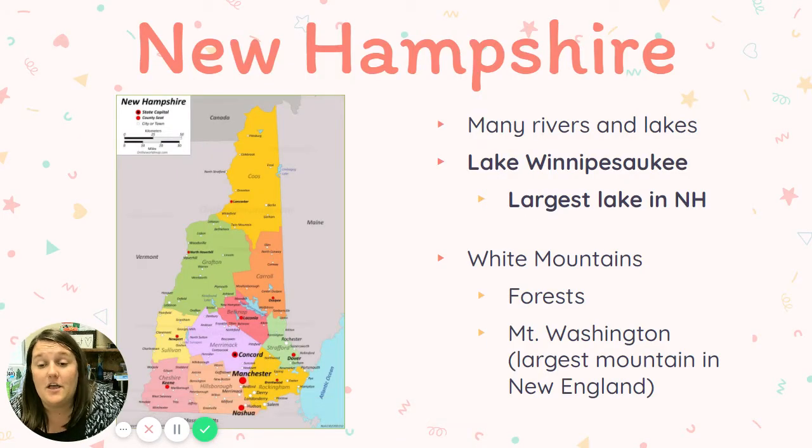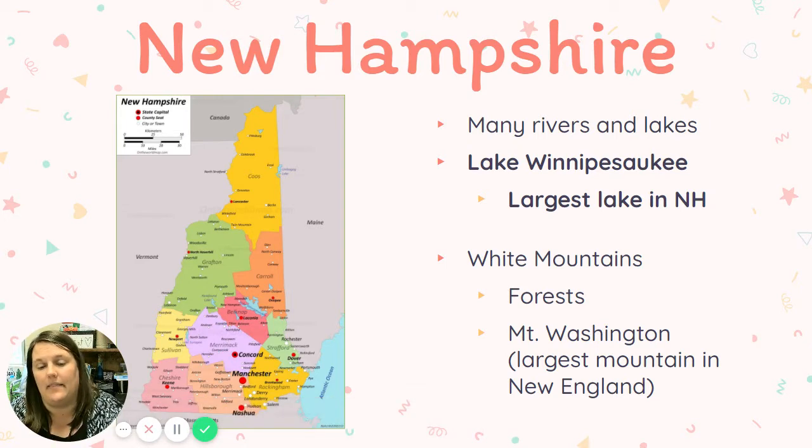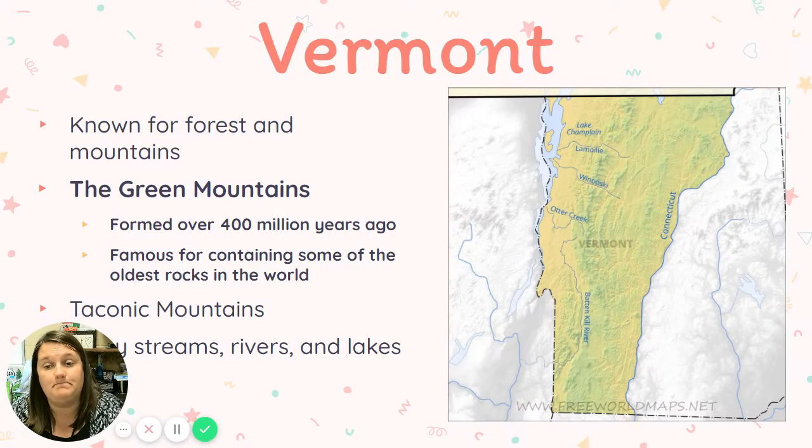Next, we have New Hampshire. New Hampshire has many lakes and rivers, including Lake Winnipesaukee. This is the largest lake in New Hampshire. You can see it from this map. It's right there. They also have the White Mountains, which have a lot of forest area, and it also has Mount Washington, which is the largest mountain in New England.